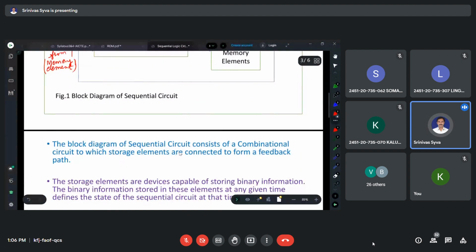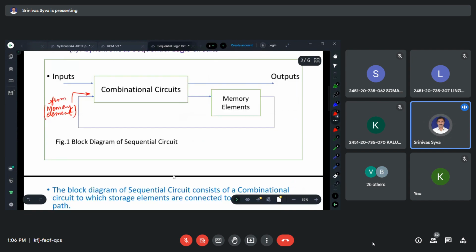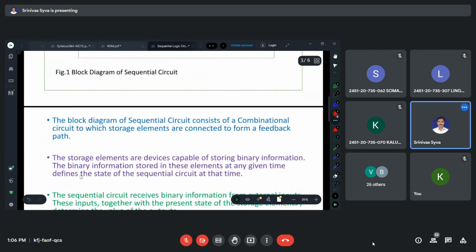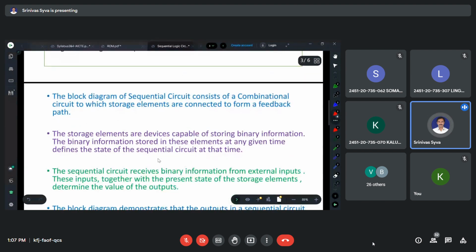Block diagram of a sequential logic circuit: it consists of a combinational circuit to which storage elements are connected to form a feedback path. The storage elements are devices capable of storing binary information. That means these storage elements can store one bit of binary information, that is, either 0 or 1. The binary information stored in these elements at any given time defines the state of the sequential circuit at that time.